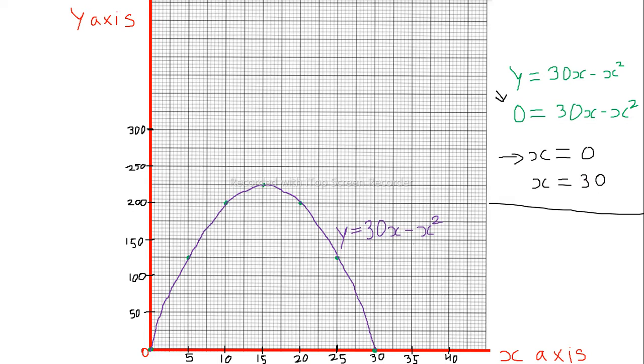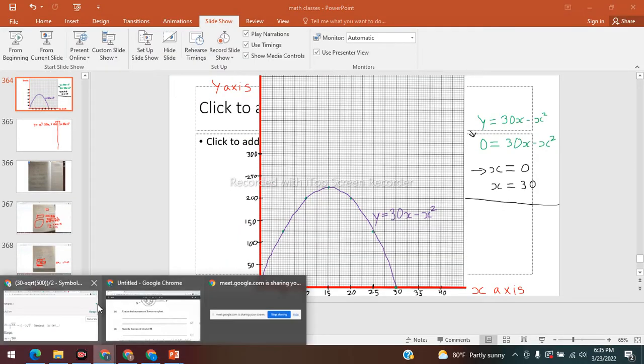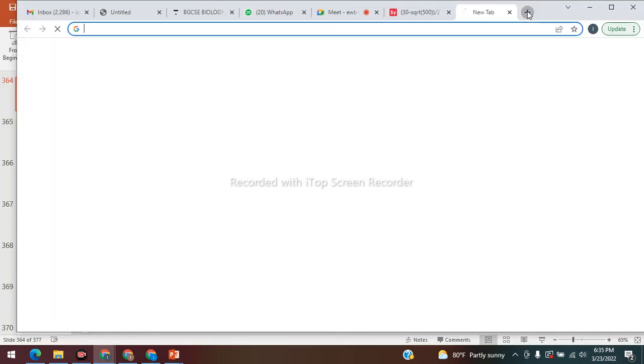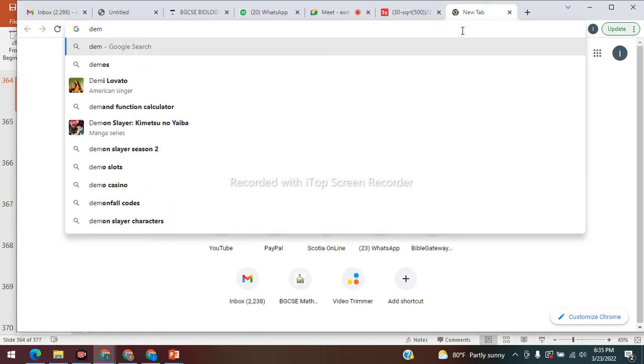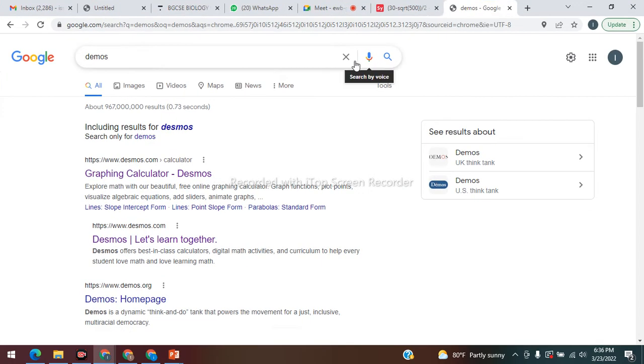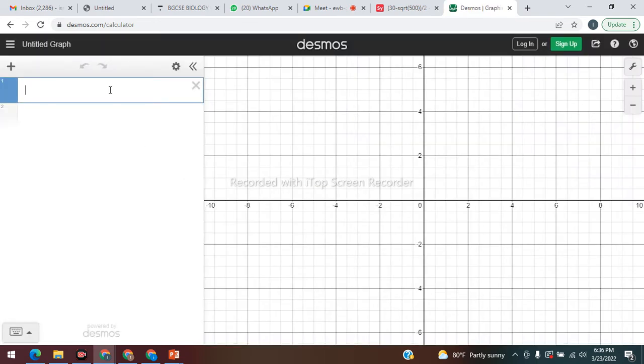What I could do is let's use Desmos and see if we have any hope of finding it. So what we could do is do x squared. This is what we had at the beginning.